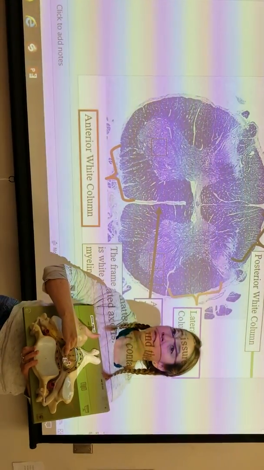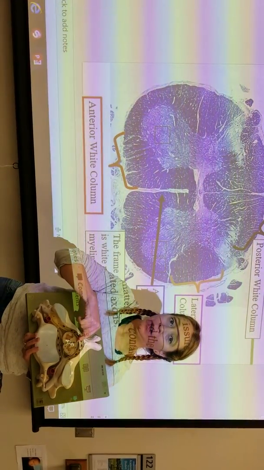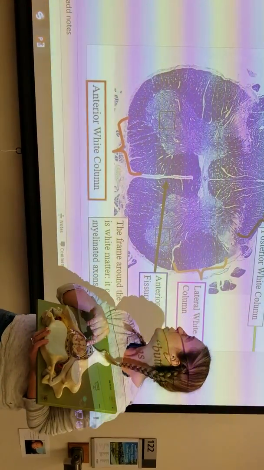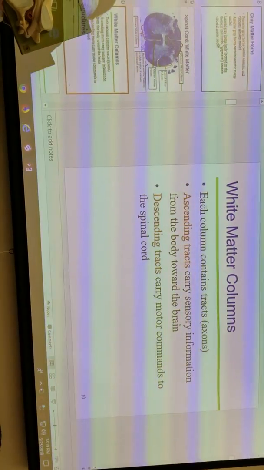Fissures are like deep grooves. This is the anterior median fissure. There's also a posterior median sulcus right here, just letting you know, okay? But very unlikely you'd see that on a slide, just because it gets knocked really hard. We're good.